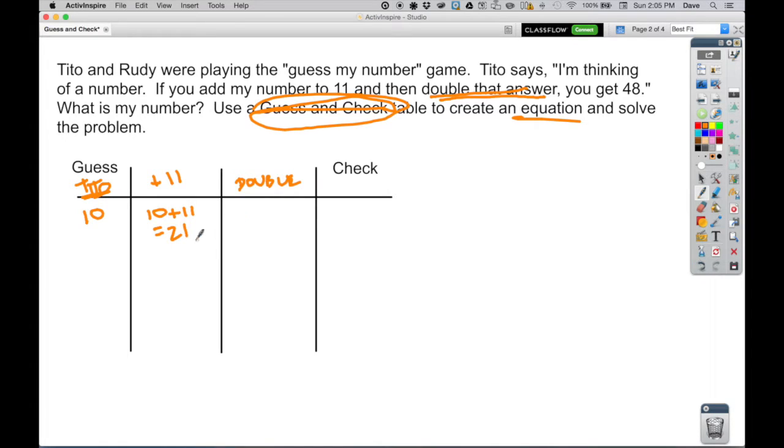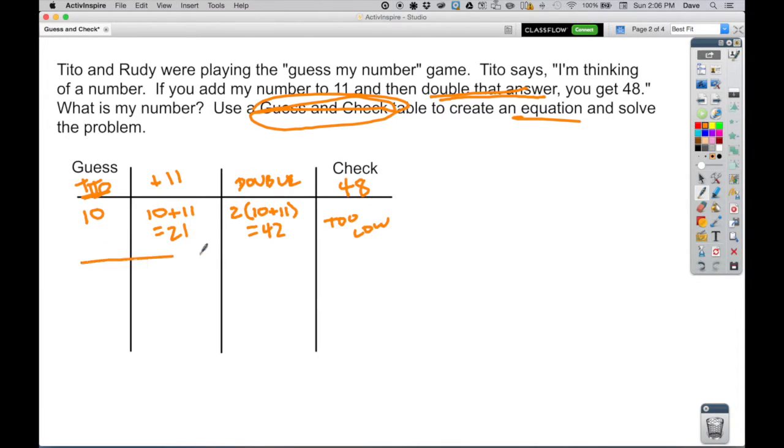Now in this case, again, I could do 21 times 2, but what I want to do is show you the connection between this and the equation that we end up getting. I'm going to do it this way. I'm going to take 2, double it, times 2, and then the 10 plus 11 step, which turns out to be 42, double of 21. And if we check that, we were checking for an answer of 48, which is not what we got. We're a little bit too low.